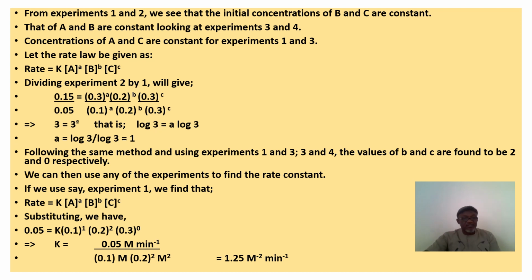So our rate law will now be rate is equal to 1.25 into concentration of A to power 1, concentration of B to power 2, and concentration of C to power 0. What this means is that we can use this to model. Assuming the concentration changes to 0.80 for A, 0.90 for B, and 0.70 for C, we can plug back in and then estimate the initial rate of reaction.